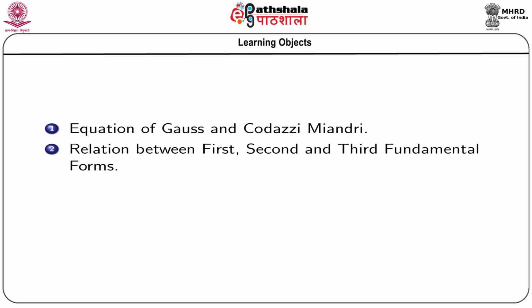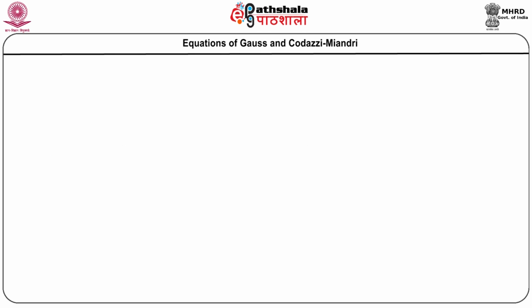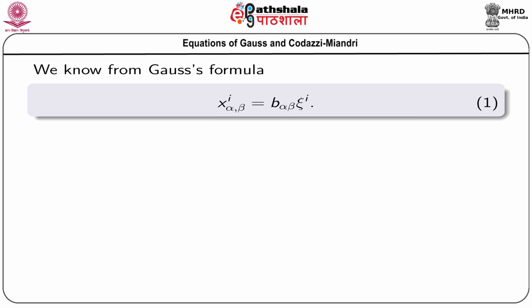So, now in module 1 of chapter 9, first we shall deduce the equation of Gauss and the equation of Codazzi Mainardi, or sometimes it is only called Codazzi equations, which is actually the application of second order tensor derivative of x I alpha. So, let us see how it is coming out. From Gauss formula, we have x I alpha comma beta equals b alpha beta xi I. So, this is the expression obtained from Gauss formula.